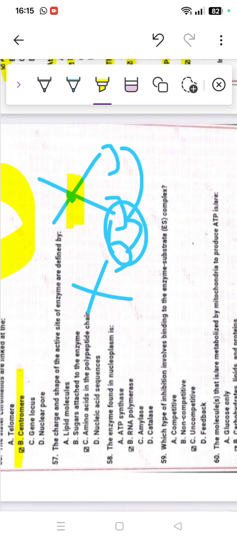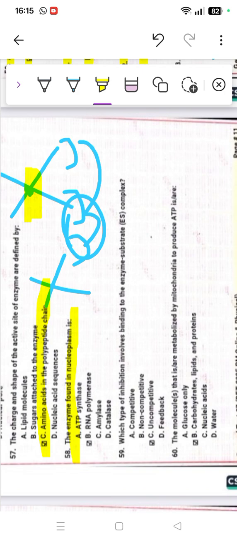The charge and shape of the active site of enzymes are defined by amino acids and the polypeptide chain. Okay, the enzyme found in the nucleoplasm is RNA polymerase. ATP synthesis happens in mitochondria. Amylase is in the mouth to break down starch. Maltase catalyzes something different.